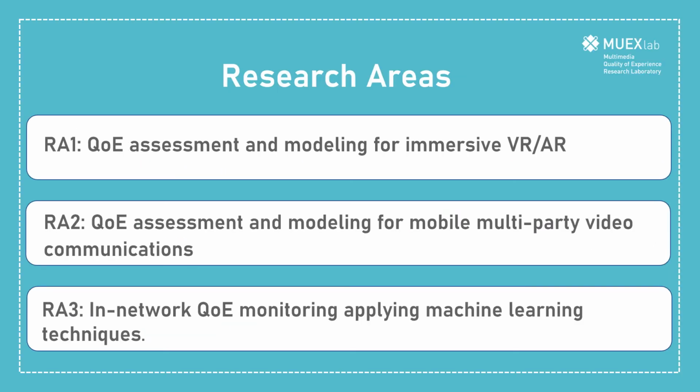The actual research areas are split into three main areas, which are listed here. Research area 1 will focus on the QE assessment and modeling for immersive VR and AR. Research area 2 will focus on QE assessment and modeling for mobile multi-party video communications, whereas research area 3 will focus on in-network QE monitoring, applying machine learning techniques. So in the rest of this presentation, I'll just briefly go through the main objectives and methods related to each of these research areas.